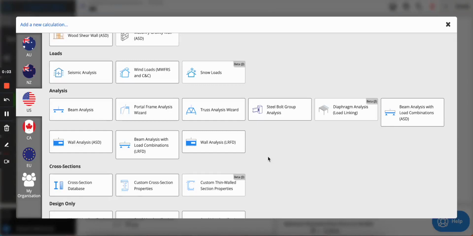Today I'm going to go over the steel bolt group analysis calculator that we have recently added to the analysis calculators in ClearCalcs. Let's check it out.